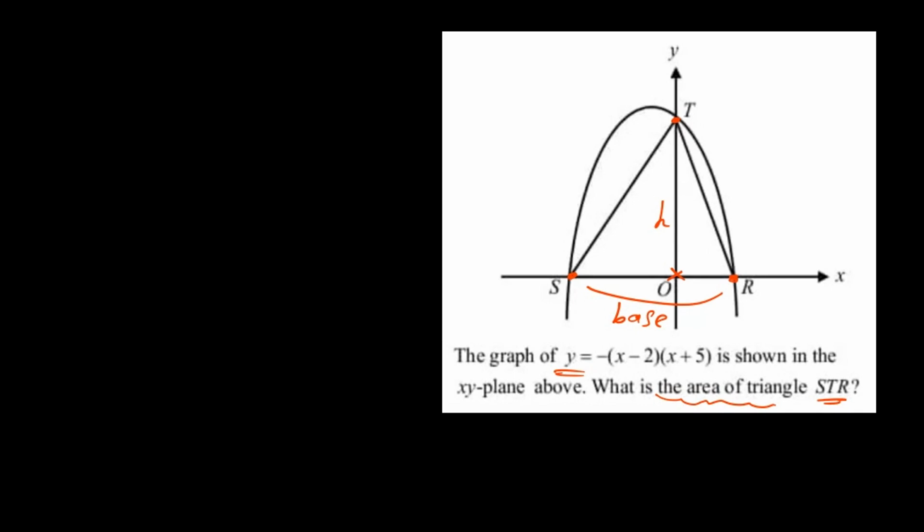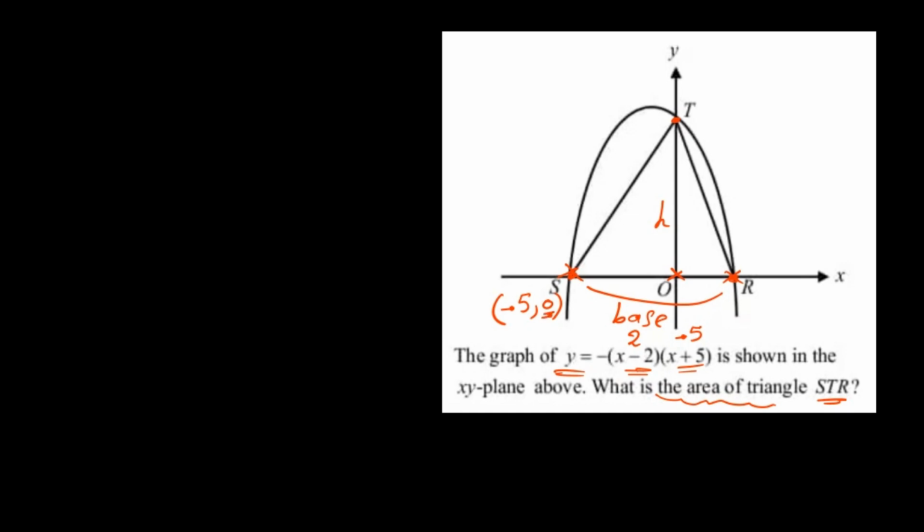Firstly, we have x1 and x2. These points represent x1 and x2, the x-intercepts. x1 equals 2, and this one equals negative 5. So the point has to be negative 5 and 0. Yes, y has to be 0. This point is on the x-axis, so y has to equal 0.